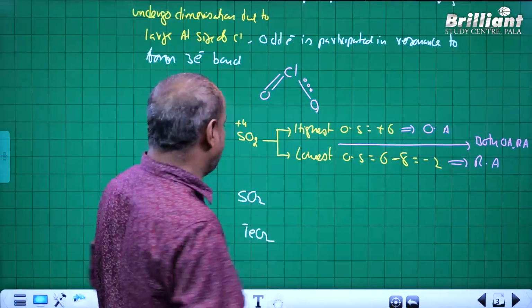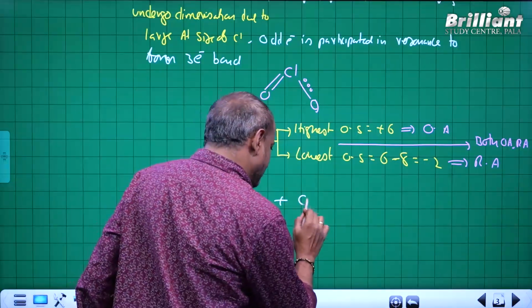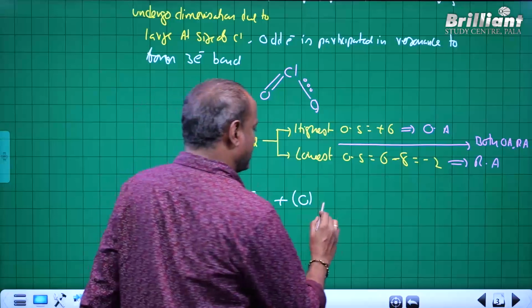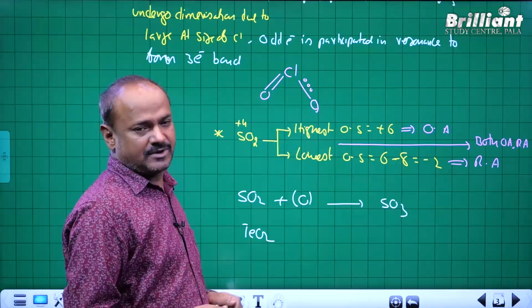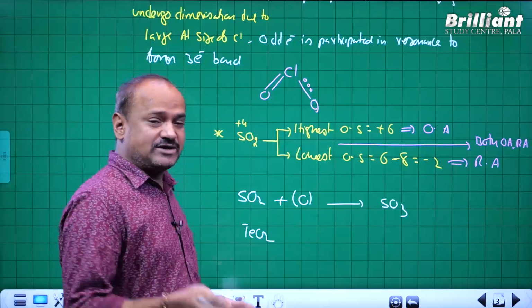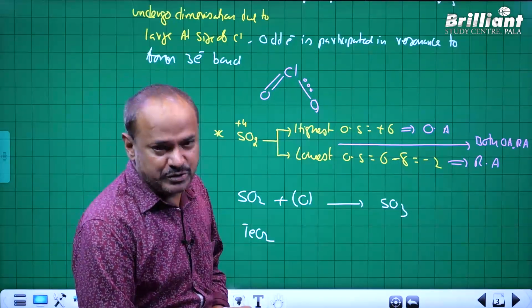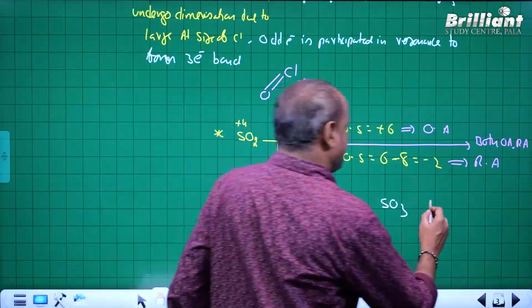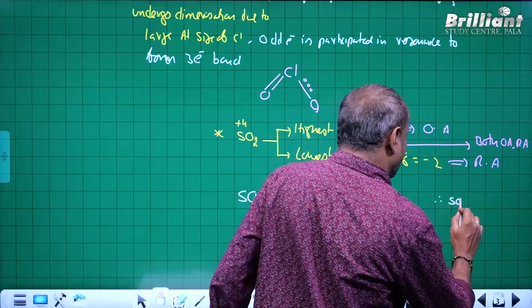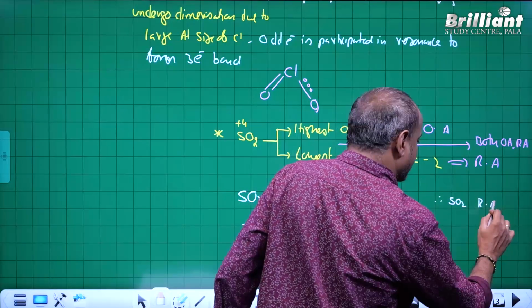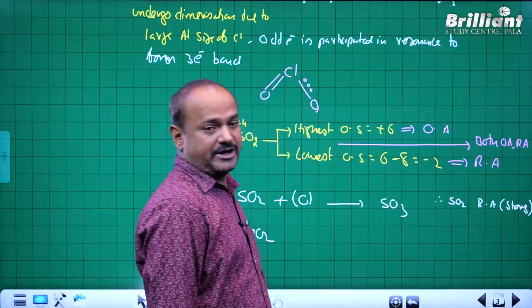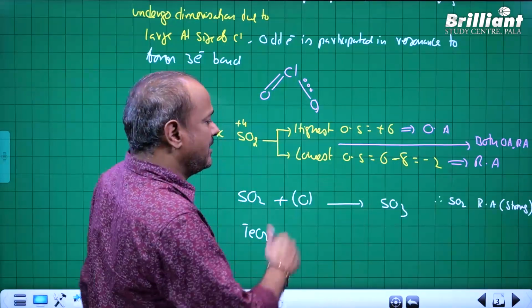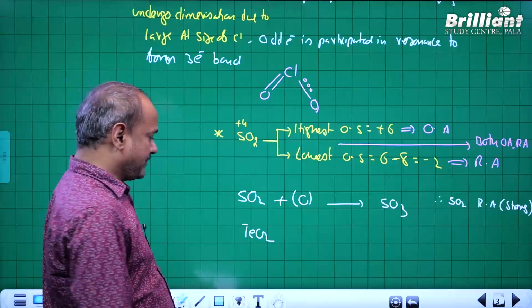SO2 has more ability to take one more oxygen to form SO3. Addition of oxygen is oxidation. The compound that undergoes this process is called a reducing agent. SO2 is called a reducing agent, meaning a strong reducing agent. It is also an oxidizing agent, but the better one is always strong reducing agent.